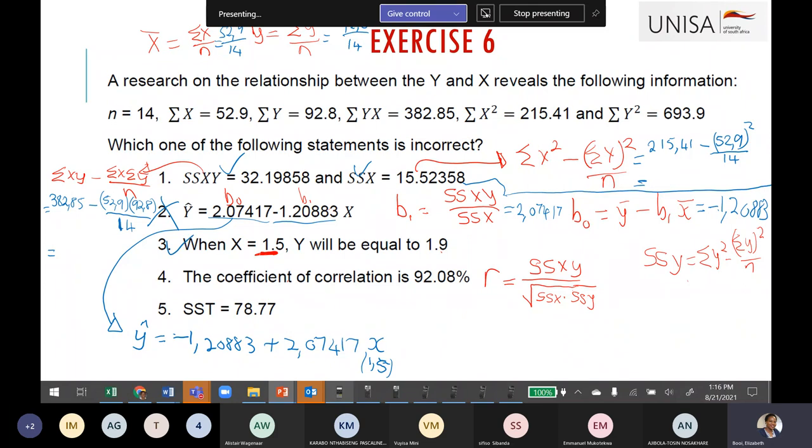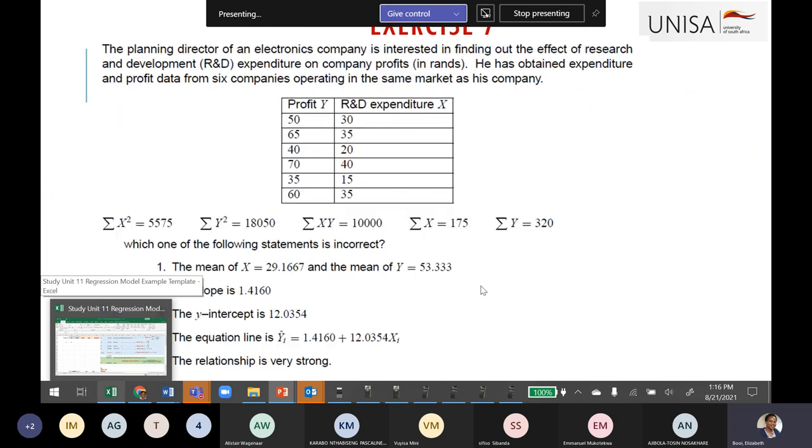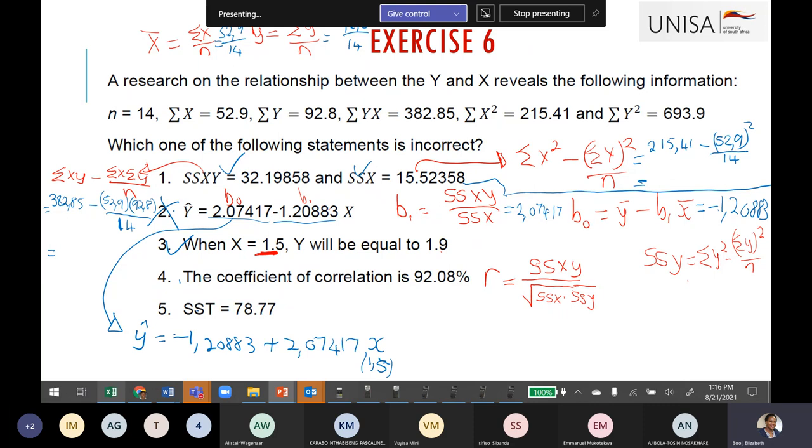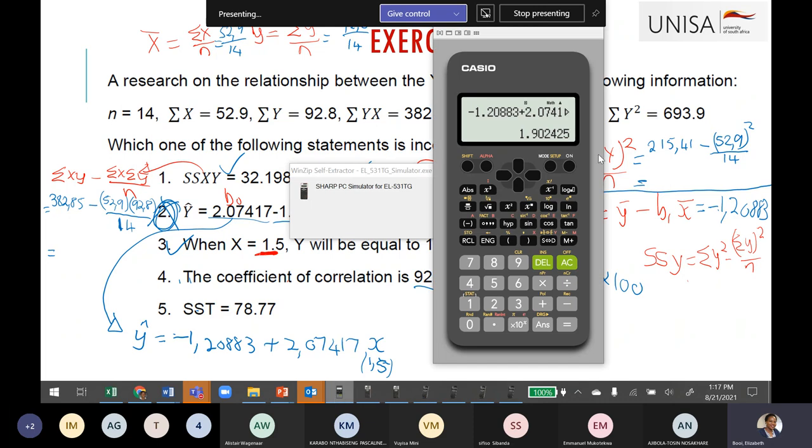And the coefficient of correlation, therefore it means they are all correct. The only incorrect answer, we've proved that it is the equation. You can also do your coefficient of correlation by substituting the value. When you get to the answer, you will multiply by 100. So remember also to first calculate this to substitute into there. The SST, you can also calculate it. Let me just double check.